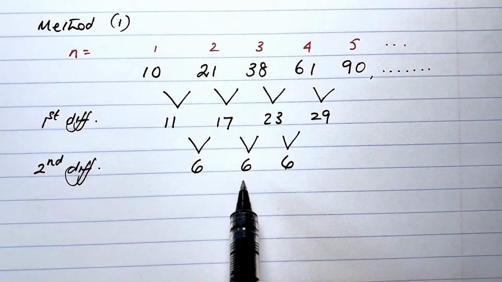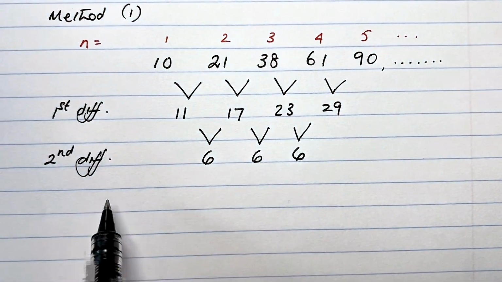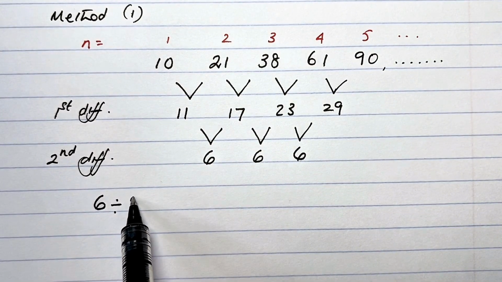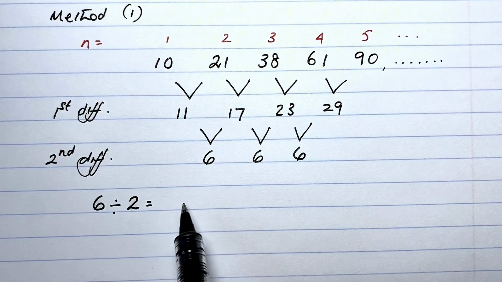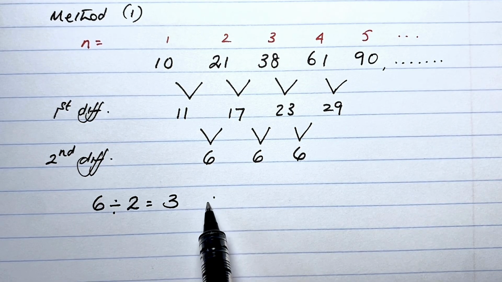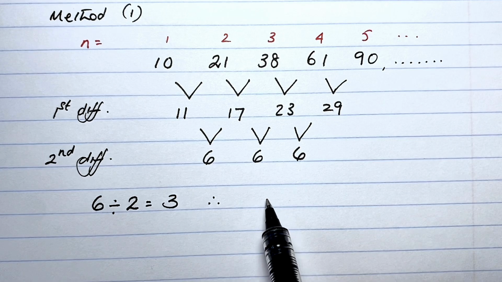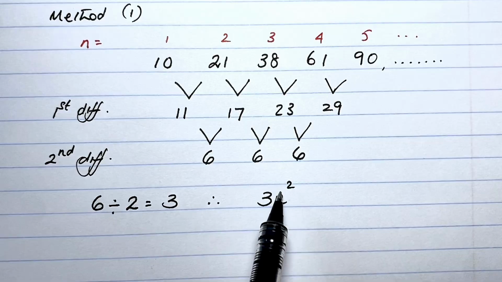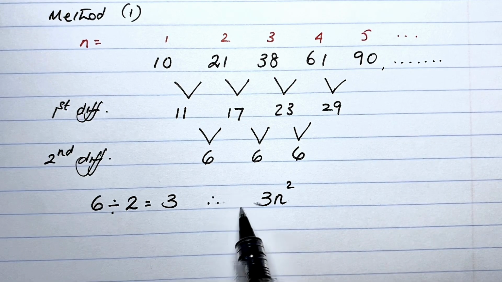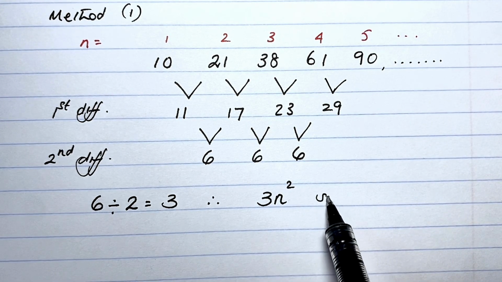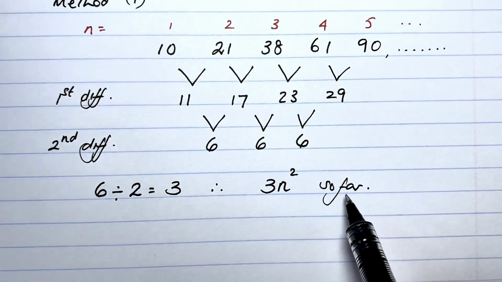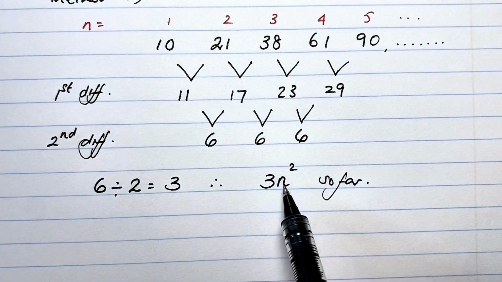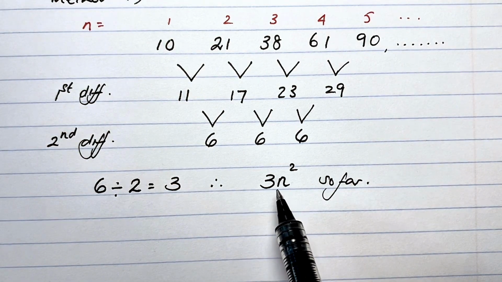In order to begin our nth term, always, we divide our second difference by 2. That produces 3. Therefore, my quadratic sequence starts with 3n squared because of the second difference. So, therefore, 3n squared so far. Now, part of these numbers are obtained by 3n squared. I want to know what is left over.